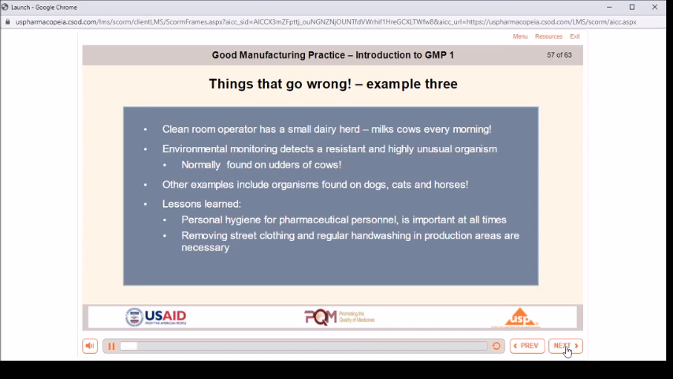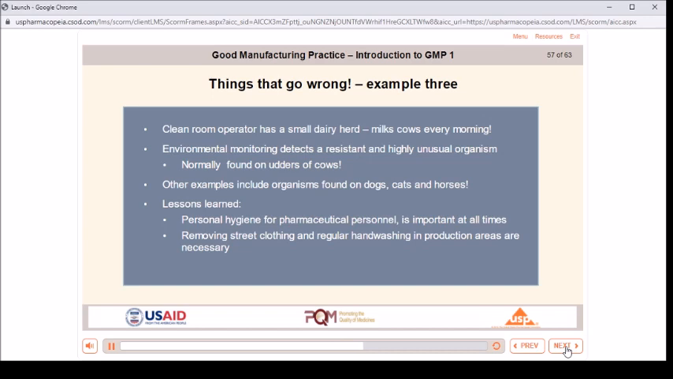Example 3. A clean room operator involved in the manufacture of biological drug substances was also the owner of a small farm and a small dairy herd. He would come to work each day after milking the cows. During the environmental monitoring of the manufacturing areas, a resistant and unusual microorganism was found in high numbers. On investigation, it was found that this organism is normally found on the udders of cows. There have also been examples of organisms that are typically found on dogs, cats, and horses.